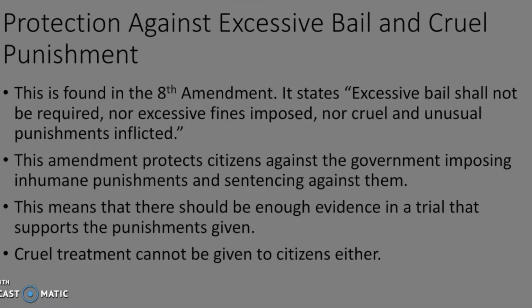So this means that somebody can't just go and be mistreated just because they're an inmate. Every citizen, regardless of what they've done, regardless of if they're a bad person, they still deserve to be treated like a human being. And you deserve the right to be treated with respect, regardless of what you've done. Now, some might not agree with that, but that's how it is.